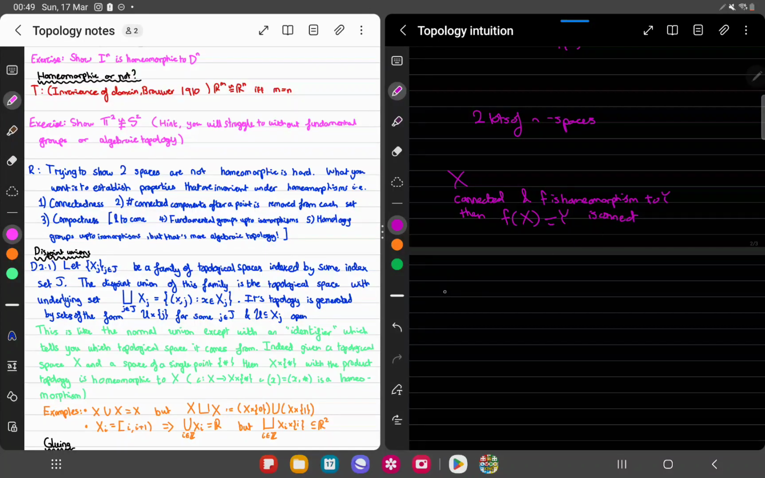So what I've done is I've taken X, and applied a homeomorphism. I said X has a property, and then because this is a homeomorphism, the other space has that property too. There's a handful of these ideas: connectedness, the number of connected components after a point is removed from each set, compactness. These are all normal things.